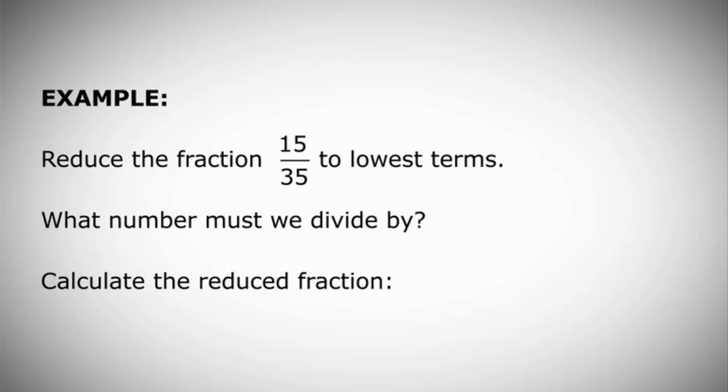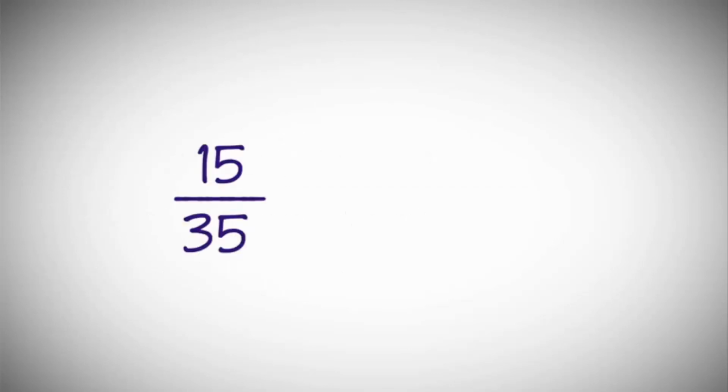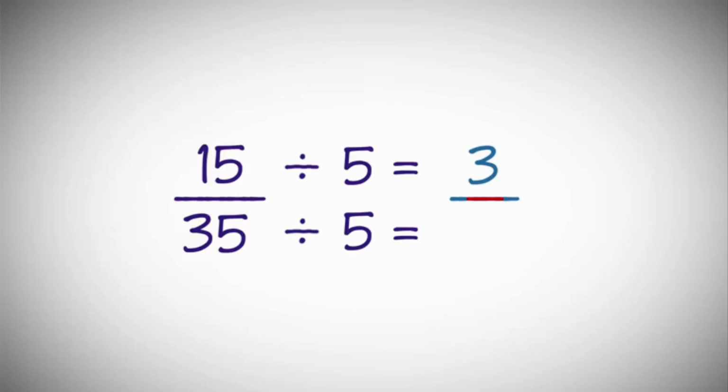Now let's try reducing a fraction. The next example asks us to reduce the fraction 15/35 to its lowest terms. What you want to look for is what is the factor that is in common between 15 and 35 that we must divide both the numerator and the denominator by. Both 15 and 35 are divisible by 5. So if we divide the top, or the numerator, by 5, we get 3. If we divide the bottom number, or the denominator, by 5, we get 7. So our reduced fraction is going to be 3/7.